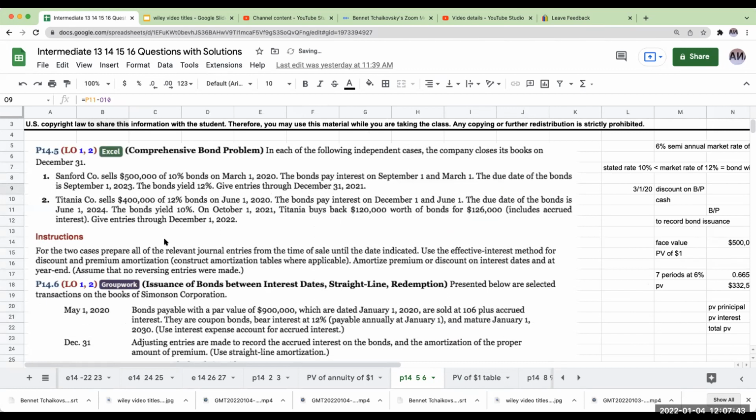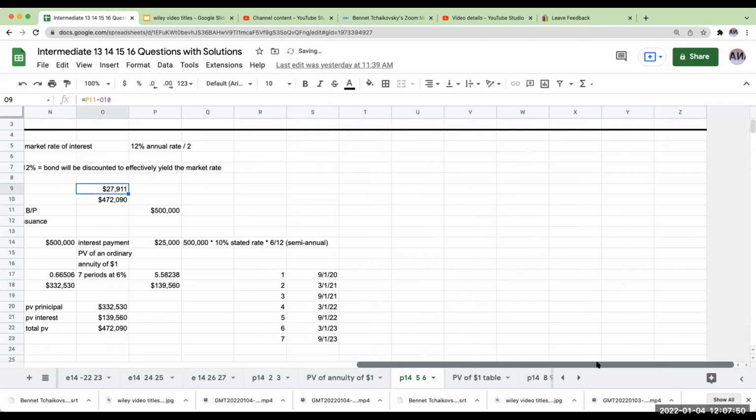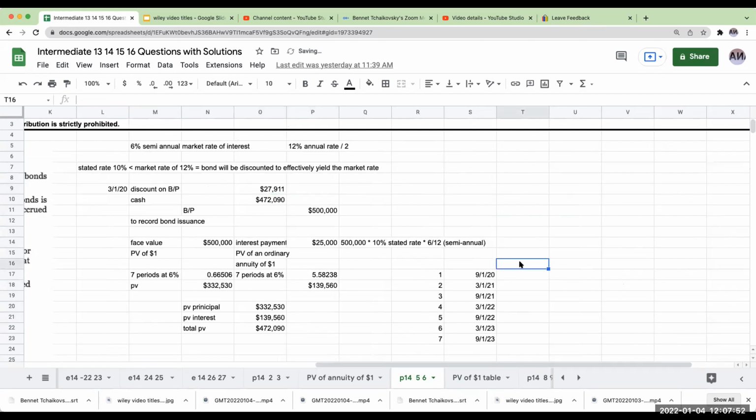Okay, so give entries through December 31st, 2021. What I'm going to go ahead and do now for the two cases, using the effective interest method for the discount or premium amortization, is go ahead and do the tables. So the bond was issued on March 1st, basically paying interest for the first time on September 1st, 2020. So my bond carrying value is going to be the face value of the bond.